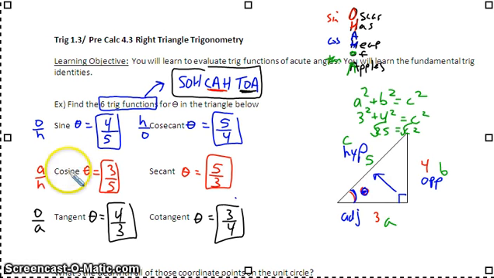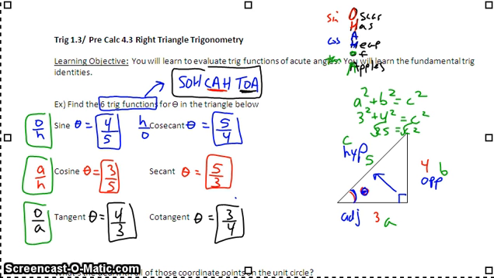This is asking for a specific type of ratio, either opposite over hypotenuse, adjacent over hypotenuse, or opposite over adjacent.